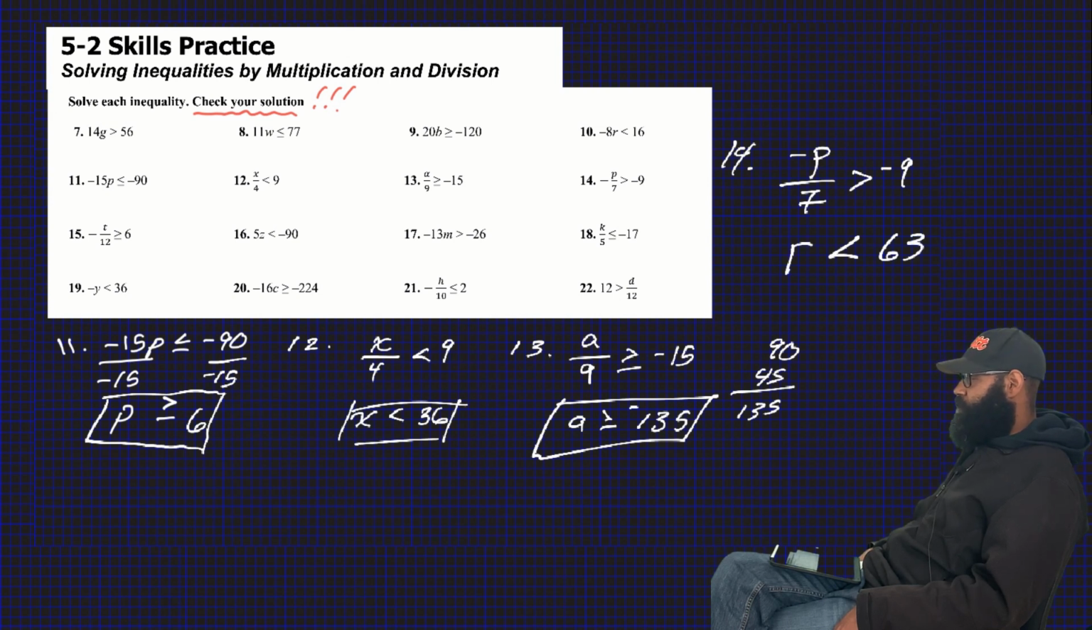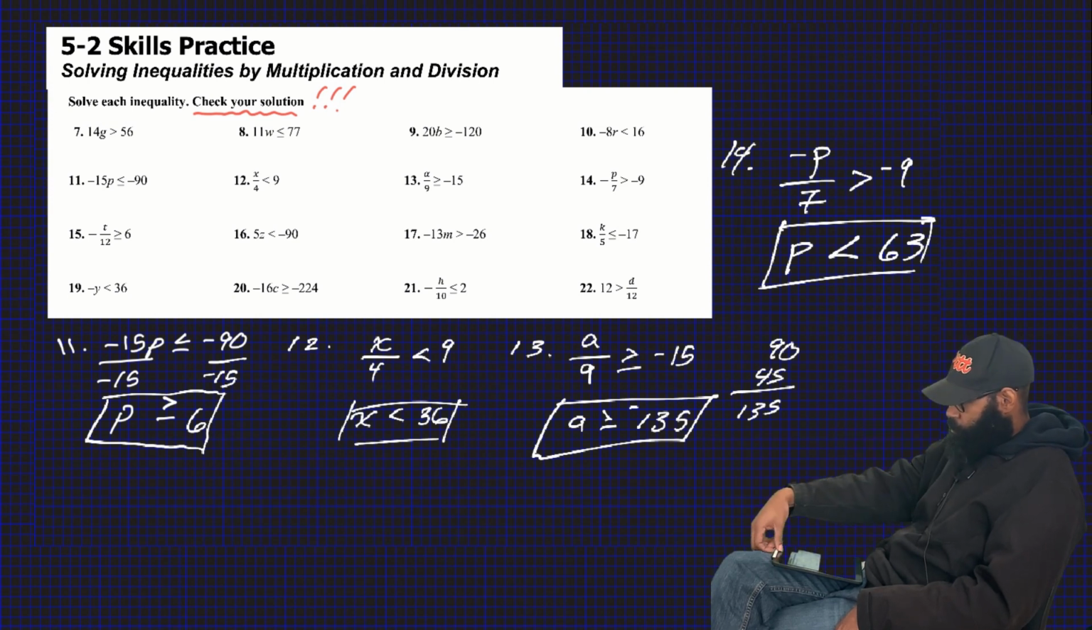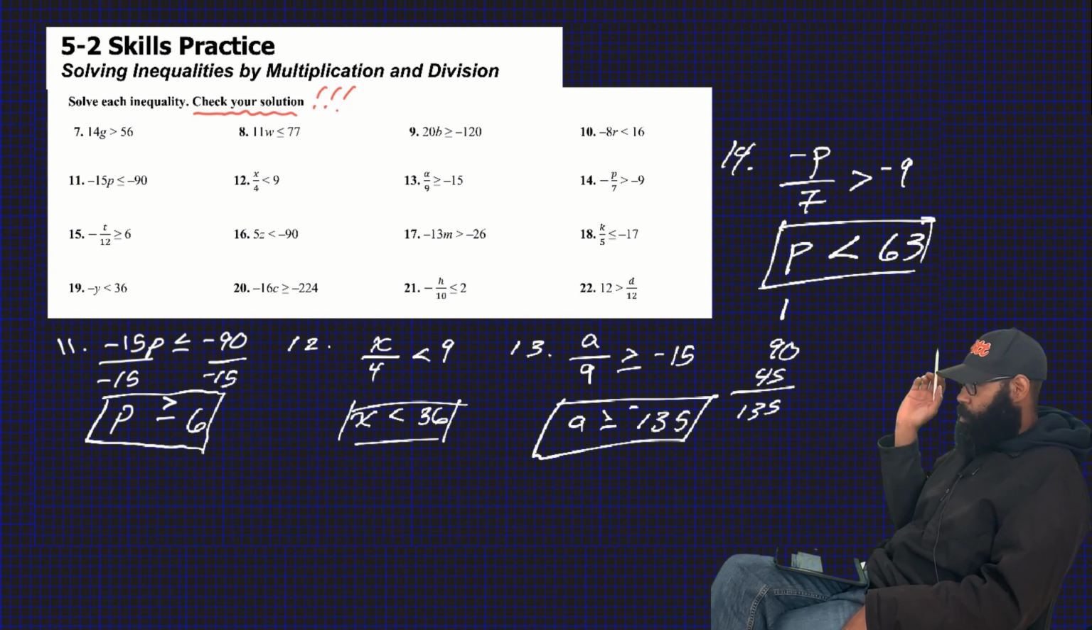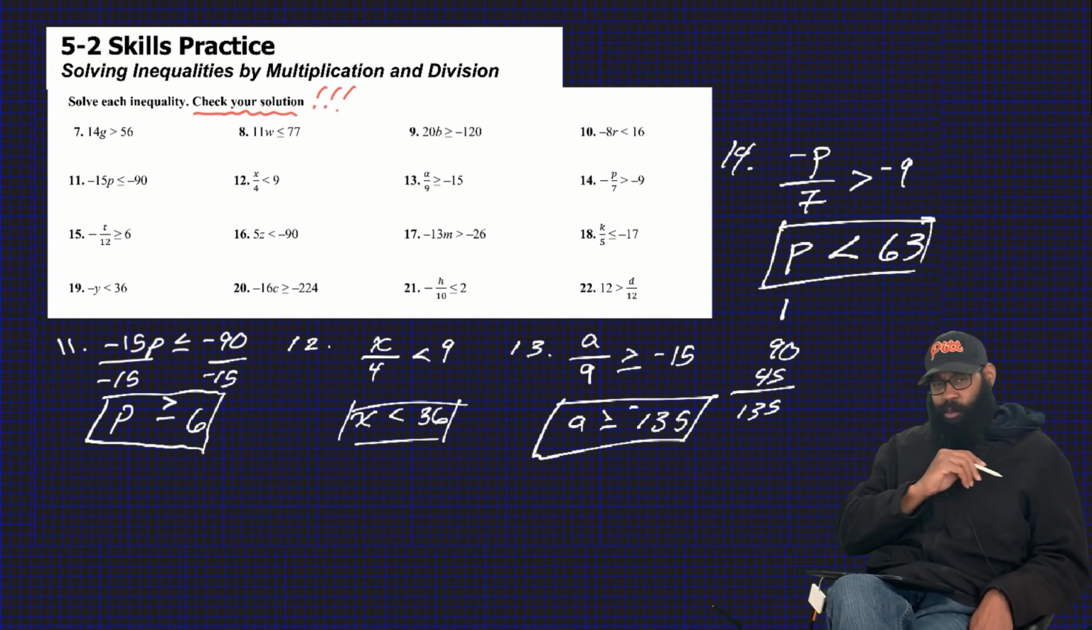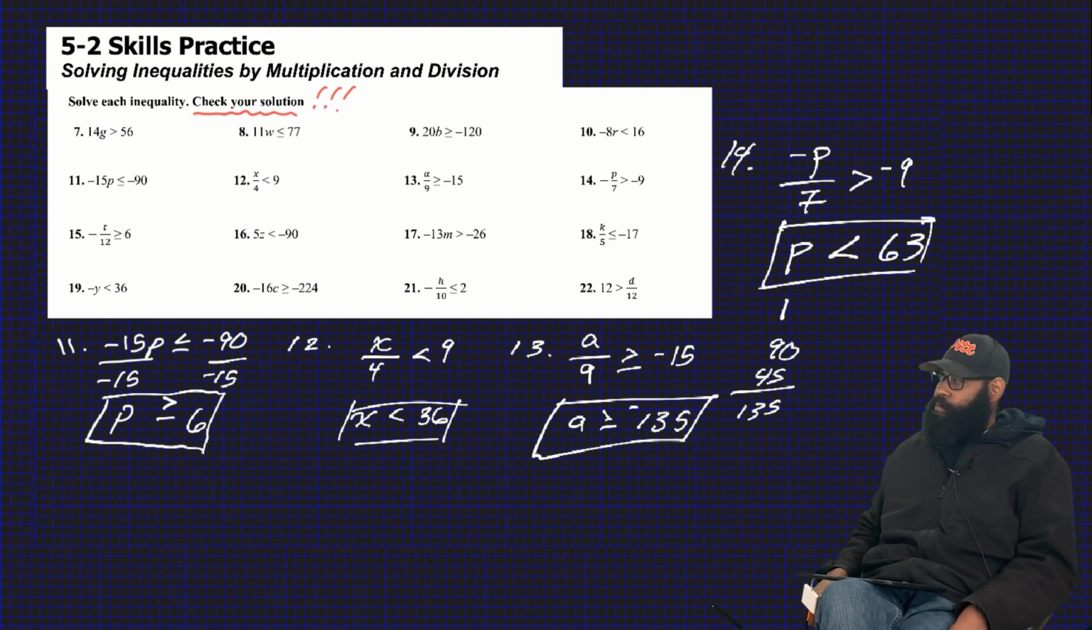Finally, negative P divided by 7 is greater than negative 9. Well, there's a negative P, which means I have to flip the sign. Now that's one to pause on. We're gonna pause, and the reason why we're pausing is because I did that so fast. You need to be able to tell me why I flipped my sign.